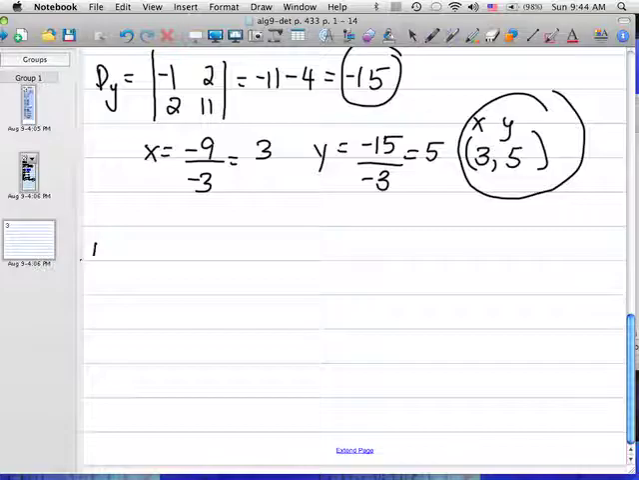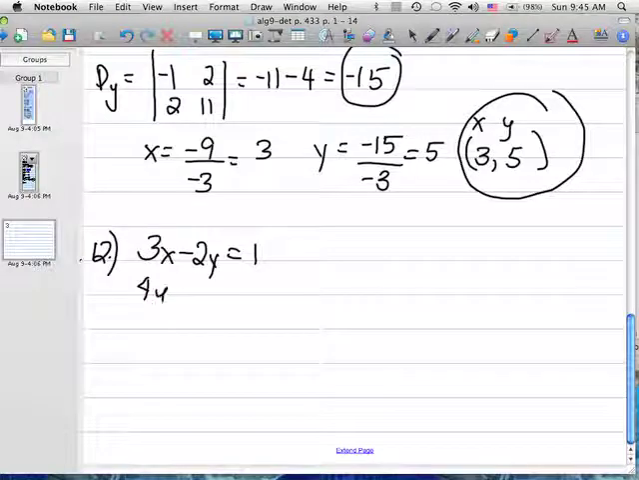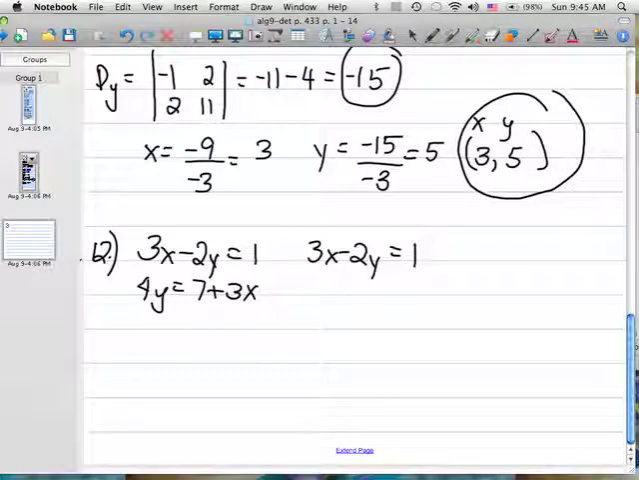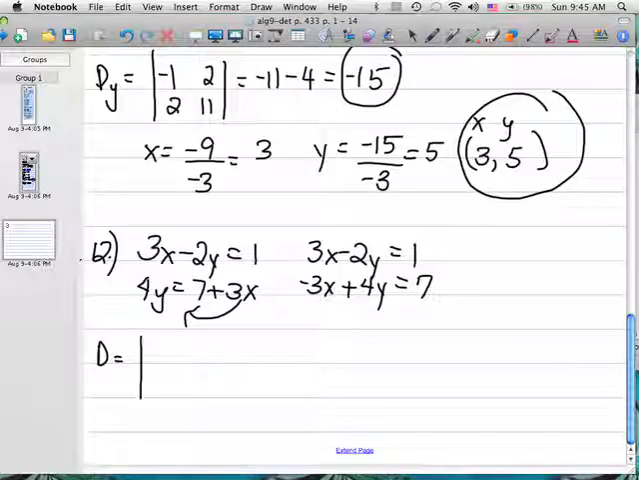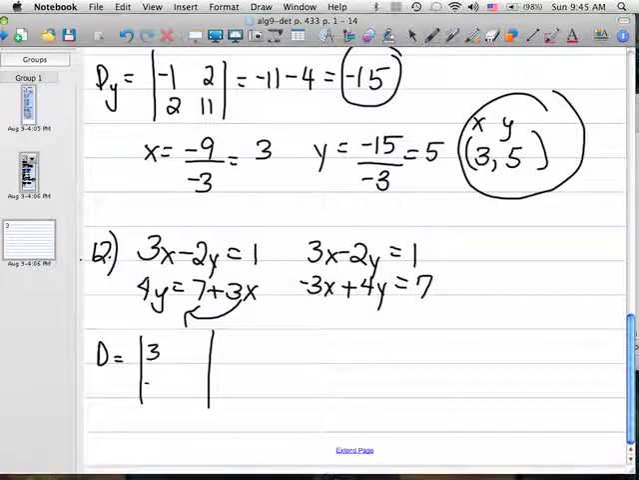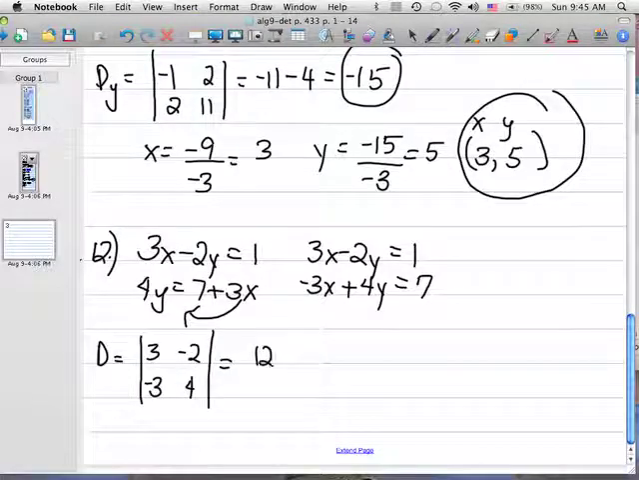Problem number 12. We have 3x minus 2y equals 1, and 4y equals 7 plus 3x. So get them in standard form. 3x minus 2y is in standard form. Bring the 3x over here, so I'd make it -3x plus 4y equals 7. Okay, the determinant for the coefficients would be 3, -3, -2, 4. 3 times 4 is 12, minus the 6 gives me 6.